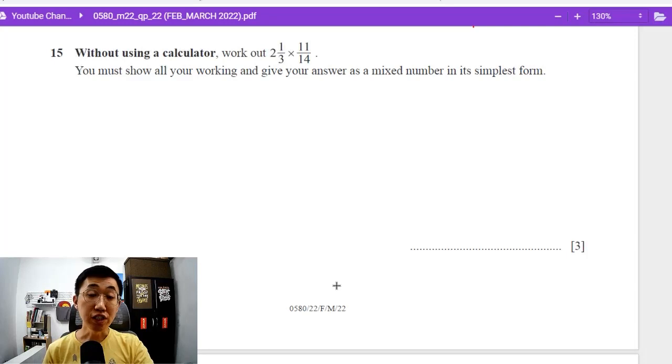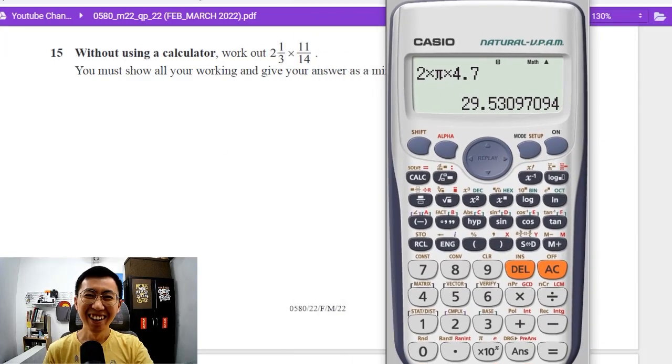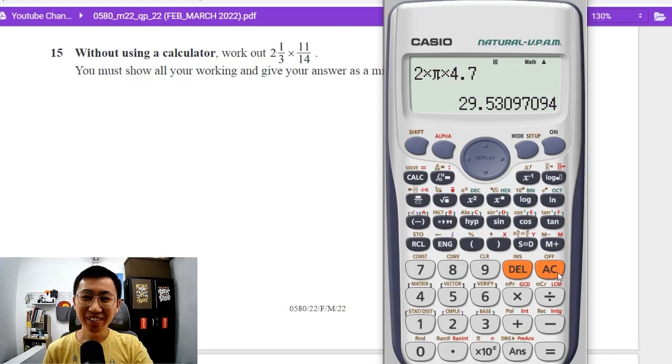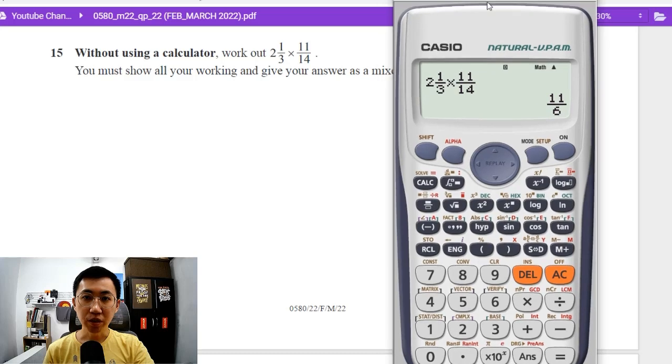Okay, 15 without using a calculator. Okay, I will use one now. Okay, so you just use only. Okay, the examiner won't confiscate. So let's type this, shift, press this button, 2 1/3. Okay, multiply with your fraction 11/14, press equal. Okay, so we get 11/6, but read the question.